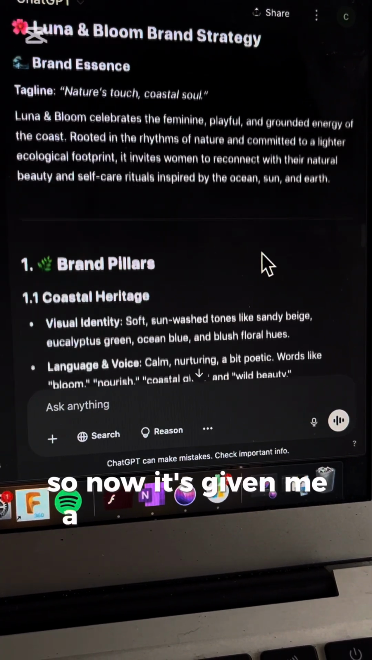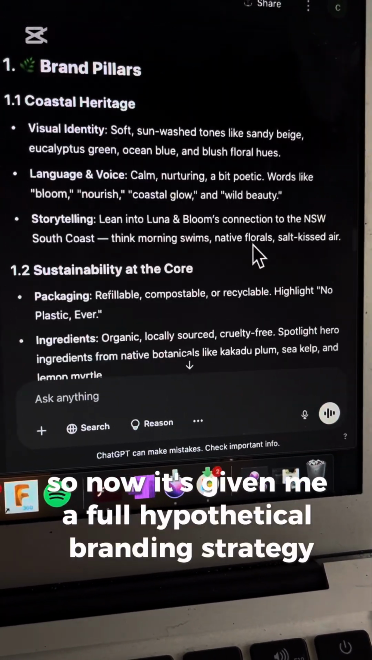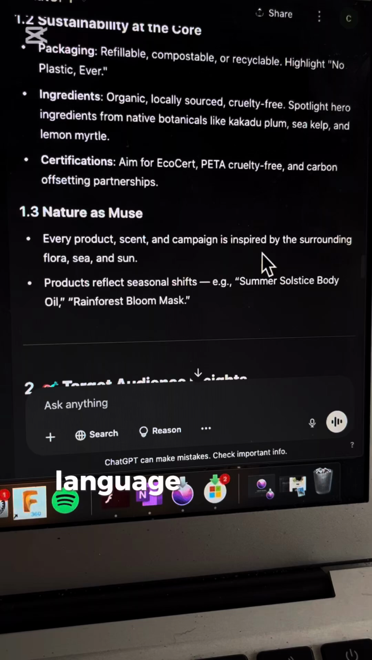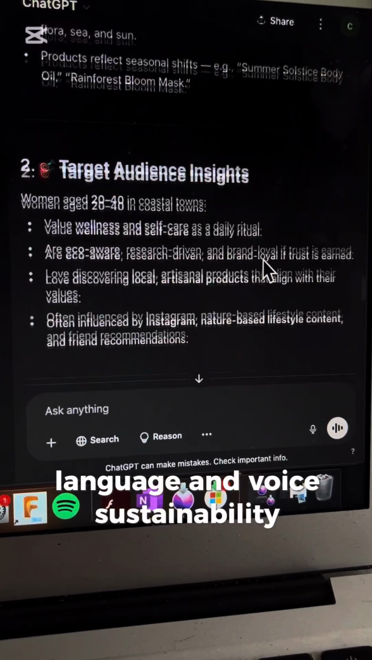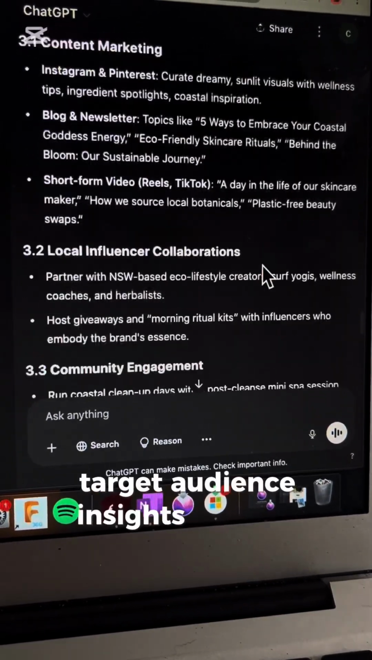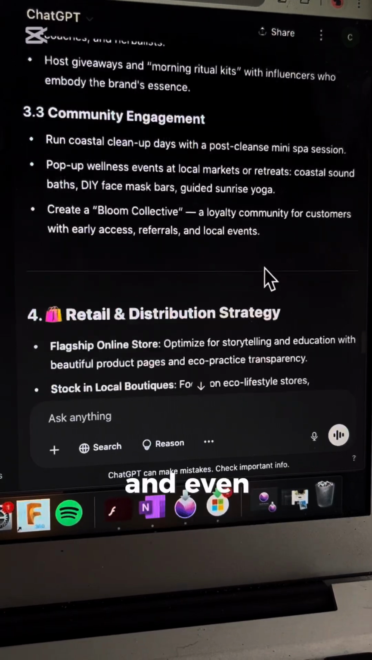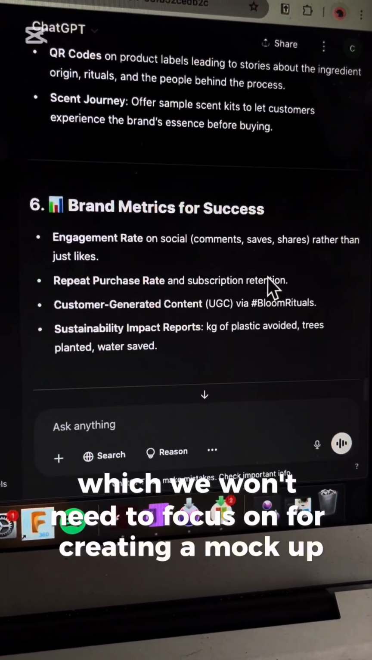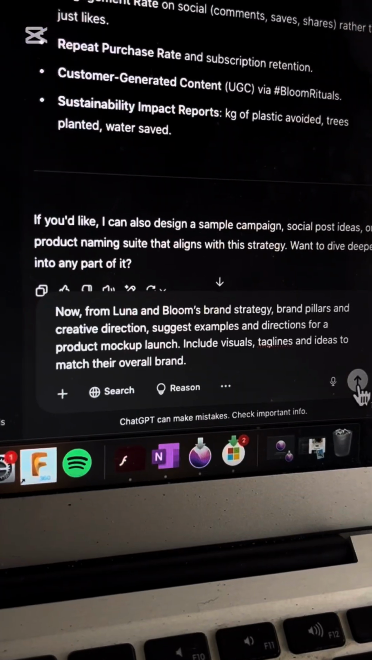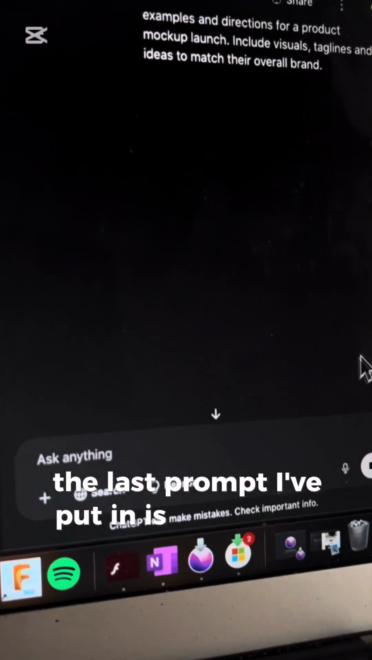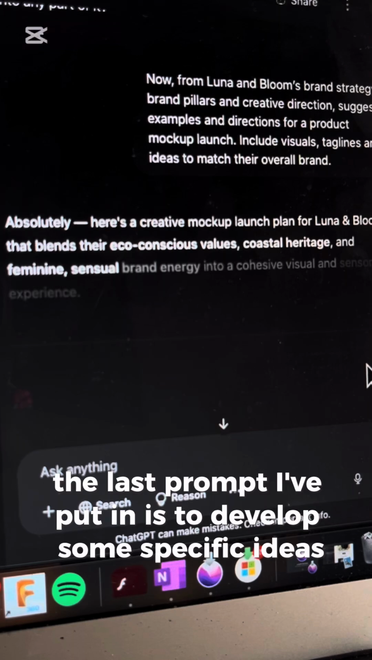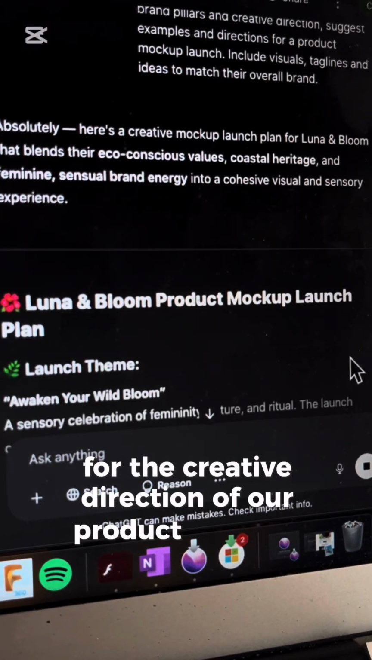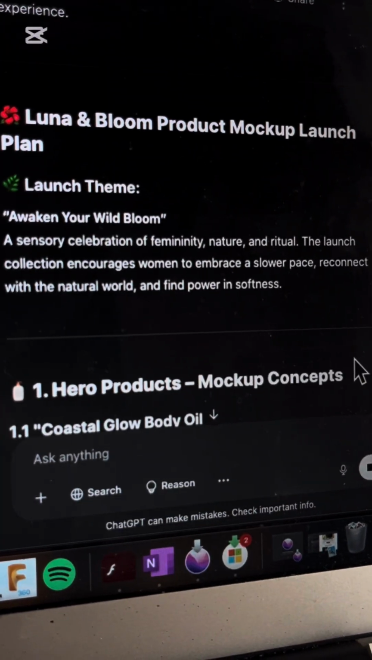So now it's given me a full hypothetical branding strategy, including visual identity, language and voice, sustainability initiatives, target audience insights, a rough marketing strategy, and even distribution and customer experience, which we won't need to focus on for creating a mock-up product development. The last prompt I've put in is to develop some specific ideas for the creative direction of our product mock-up campaigns.